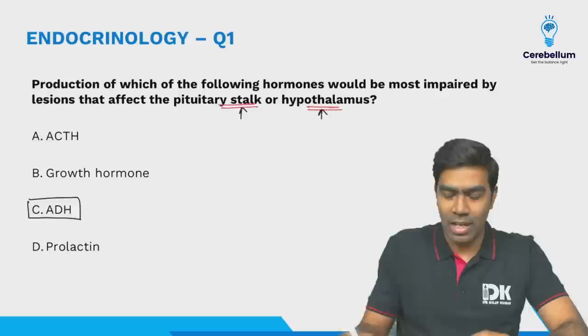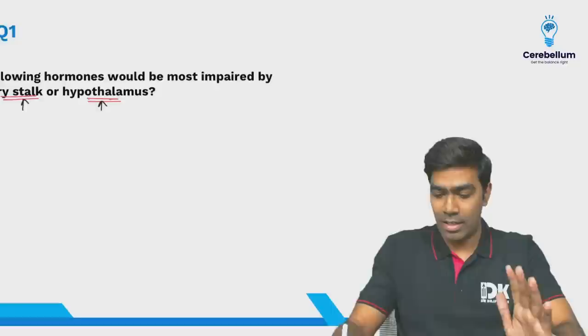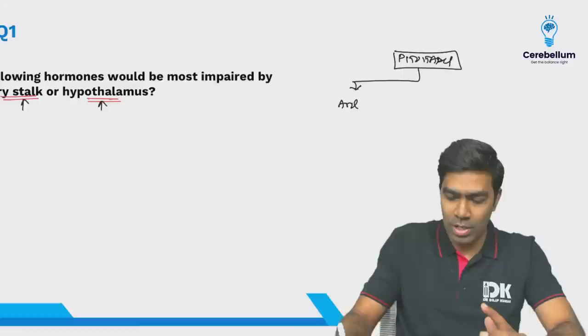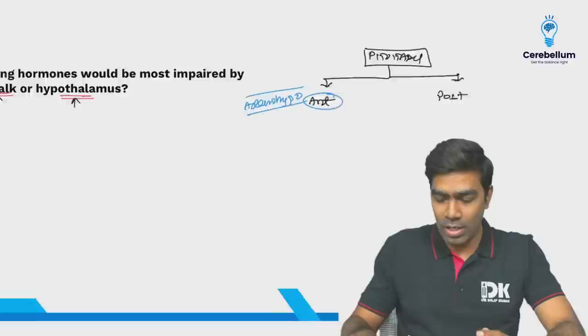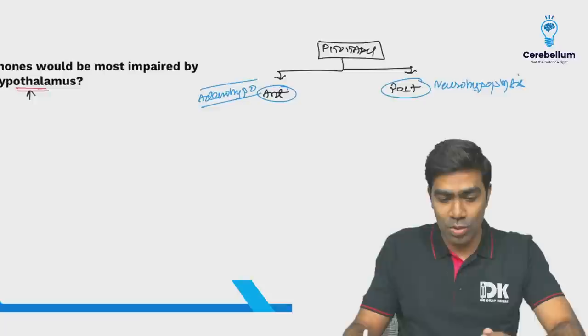For that, you need to understand the basics first. It's very, very important. So how will you classify pituitary hormones in the first place? If you talk about the pituitary per se, you're going to divide the pituitary into two. One is called the anterior pituitary and the second one is the posterior pituitary. We know that the anterior pituitary is called the adenohypophysis, and the posterior pituitary is also referred to as the neurohypophysis. Remember, the embryology is also very, very different with regard to the anterior and posterior pituitary.